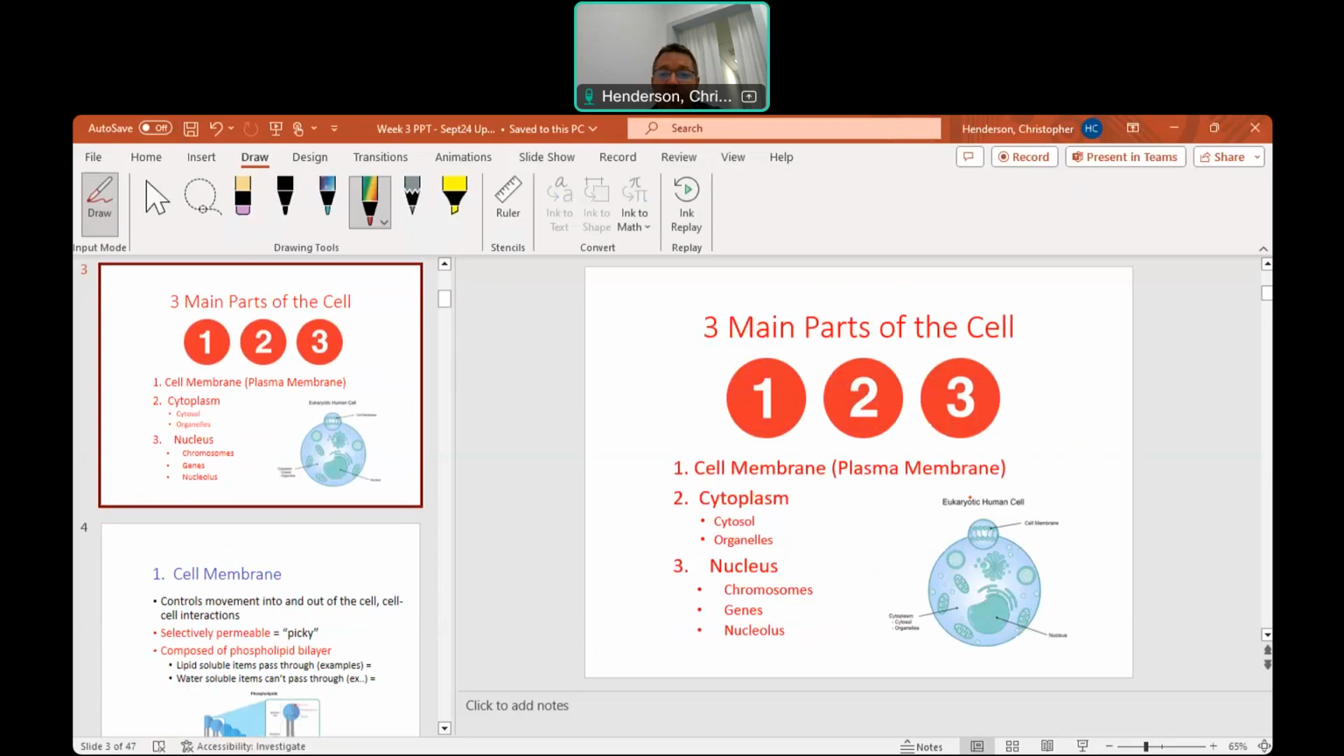So the first thing that we can look at is just kind of the general parts of a cell. There are three main parts. There's a cell membrane. Without a cell membrane, we wouldn't have a cell. It has to delineate the difference between cell and not cell.